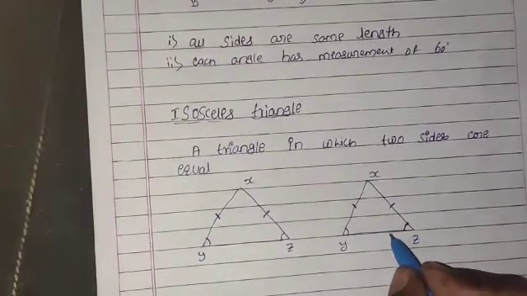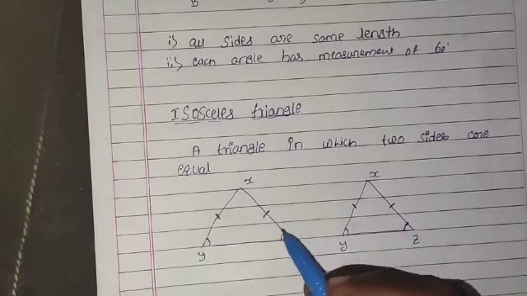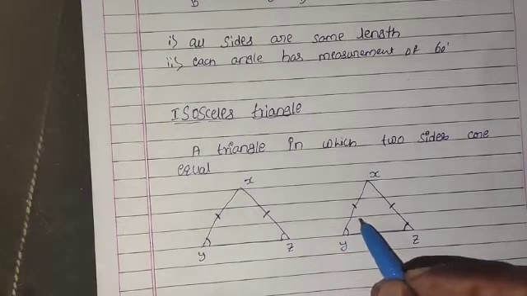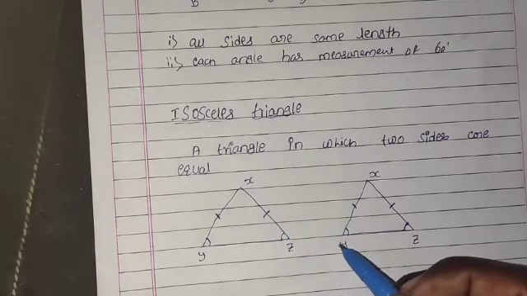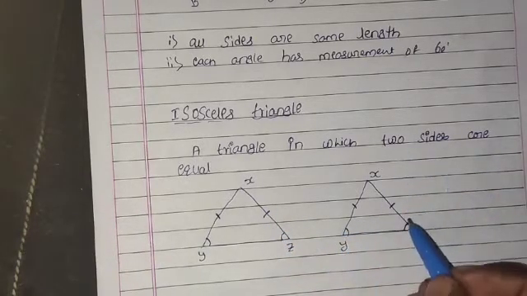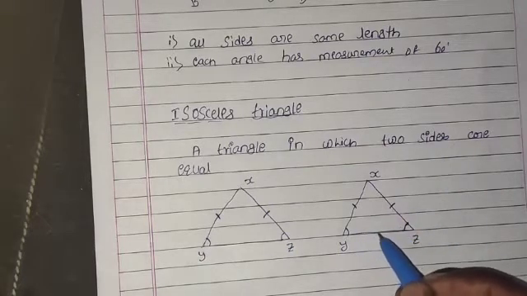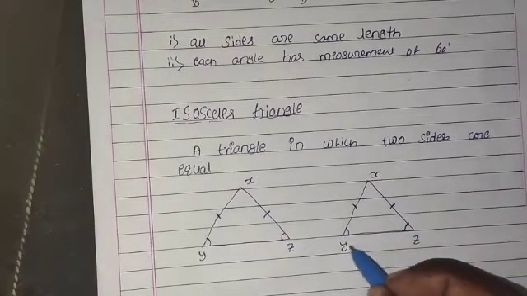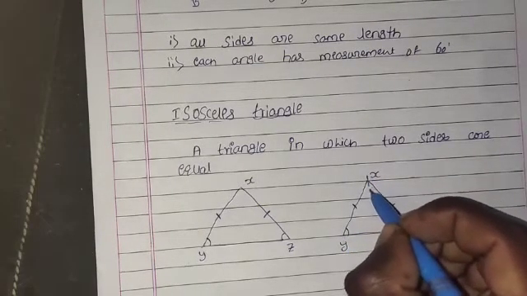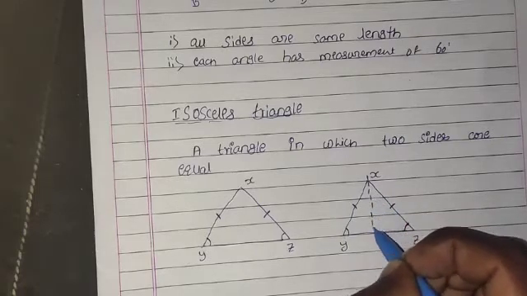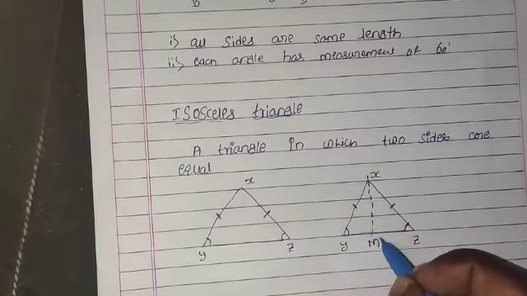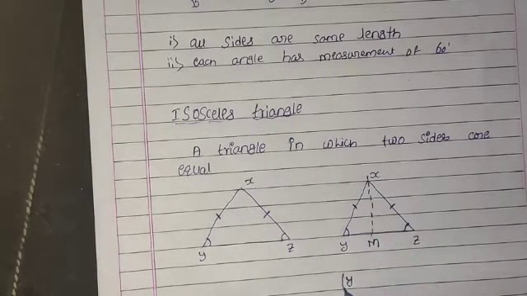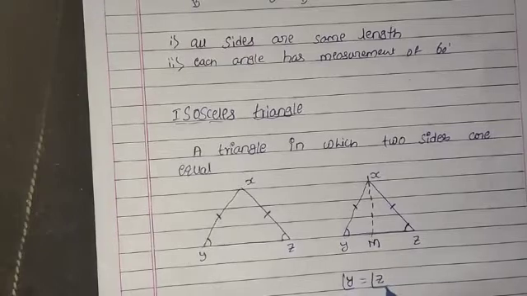These are base angles. Take a piece of paper and cut out an isosceles triangle, XYZ. When we fold this paper so that Z is placed on Y, XM is the line of symmetry. Then angle Y is equal to angle Z.